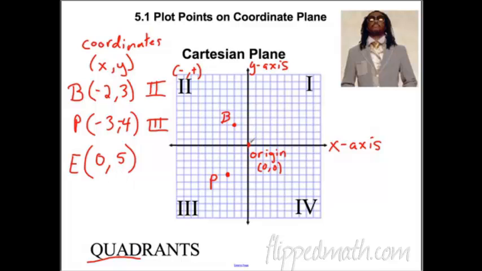Sure. Where's (0, 5)? You go over in the x direction 0. You're just going up 5. So 1, 2, 3, 4, 5. Are you in a quadrant right here? Well, you're kind of in between 1 and 2, so we're not really in a quadrant. Where are we really? We are on the y-axis.